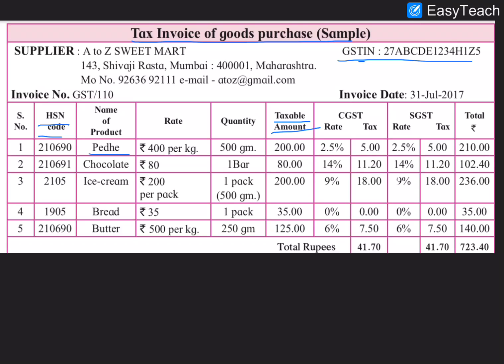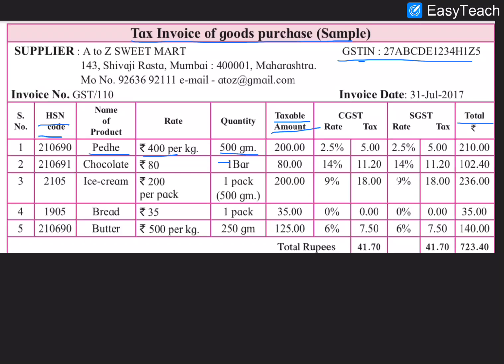Two very important things you should know are the taxable amount and the total. Here the rate of the item is 400 and we only buy half a kilogram. So 400 is for 1 kg, and when we buy only half a kg, we have to pay only half of the rate. Half of 400 is 200. So the actual amount the retailer has to pay is 200.